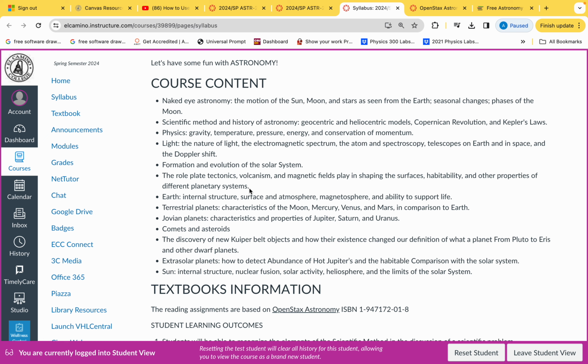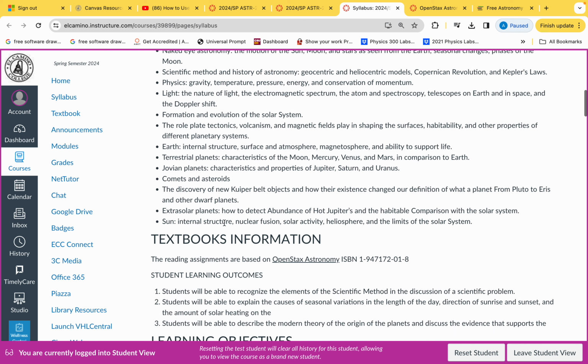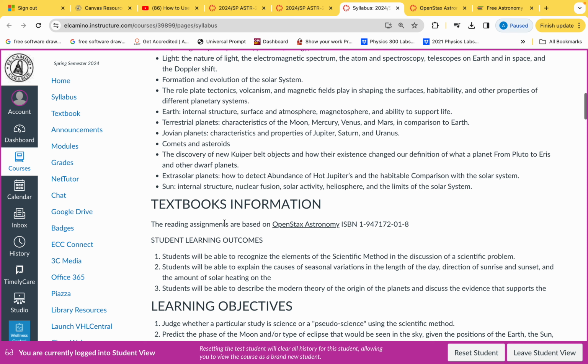We will also mostly talk about the solar system. Then we are going to go through the members of the solar system one after another. We're going to talk about their characteristics, their properties, and their atmospheres and all that. By the end, we will talk about the sun. Also, we will talk a little bit about life on planets.